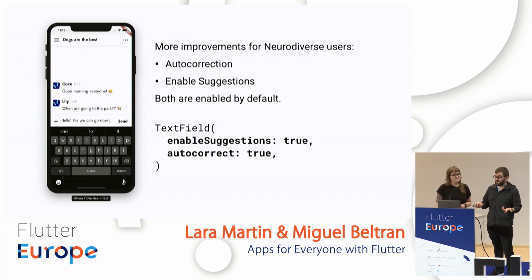Two more improvements available here are autocorrection and suggestions. These two properties are enabled by default, but think twice before disabling them. The thing is that on iOS, autocorrection is the only one being used. On Android, it requires both autocorrection and spell checking, and also enabling suggestions to suggest new words from the keyboard. So there's a big difference.